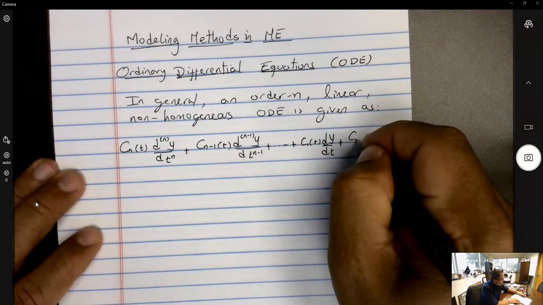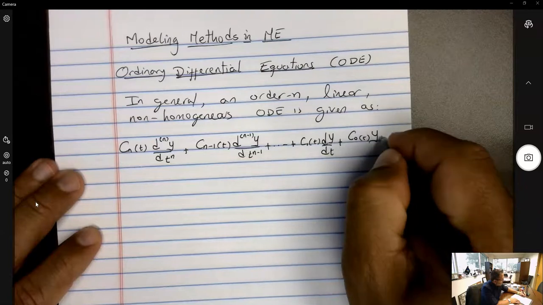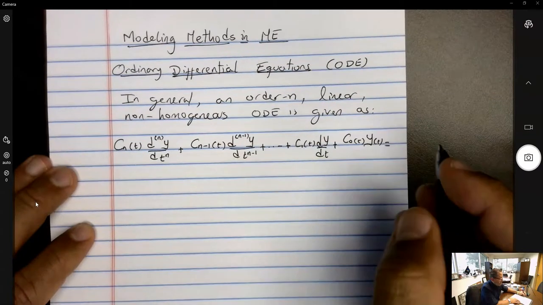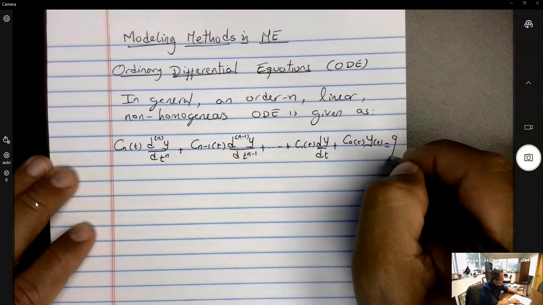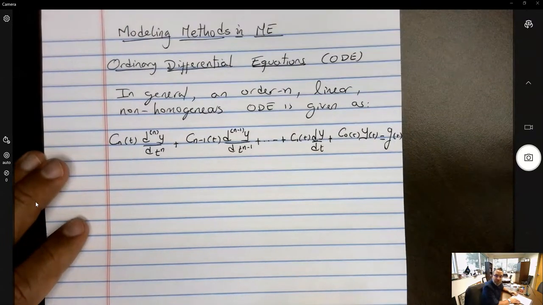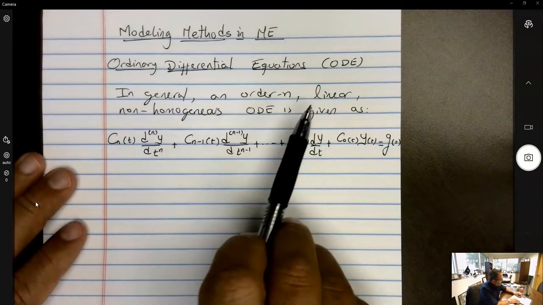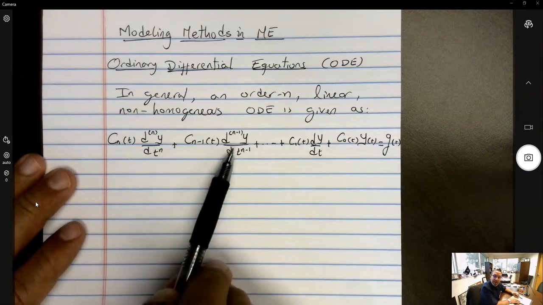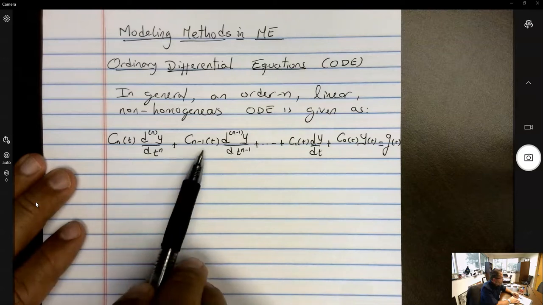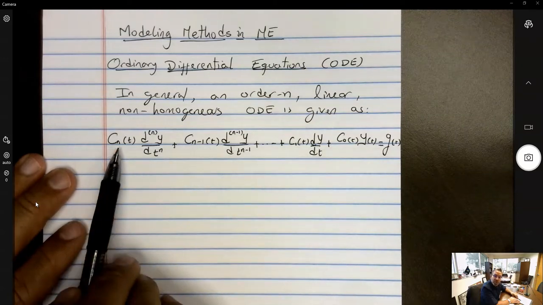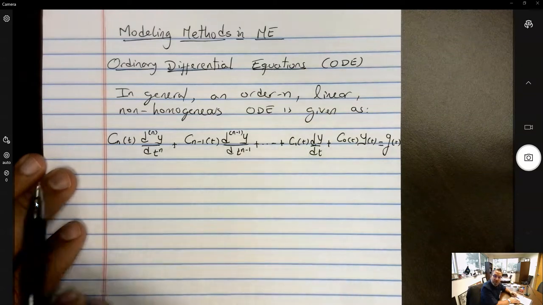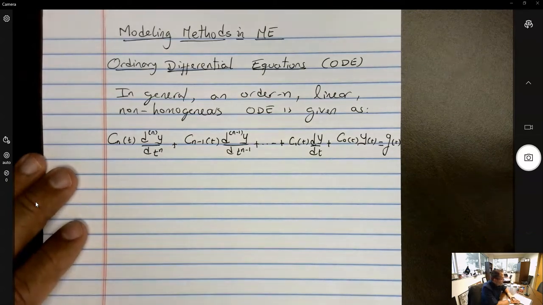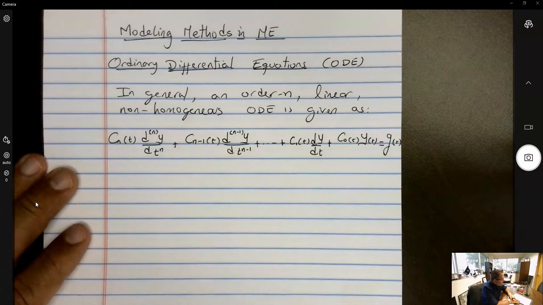And the 0th order term is equal to some given function on the right hand side called g of t. Okay, so this is a general form of a linear, and we call it linear because it's a linear combination of derivatives of different orders and known coefficients. Those coefficients can be constants or functions of time, as you can see here, where time is obviously the independent variable of which this function y depends.